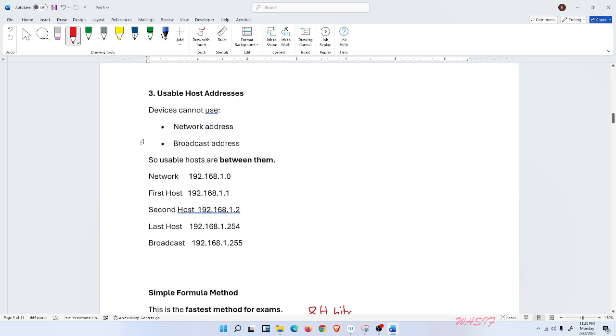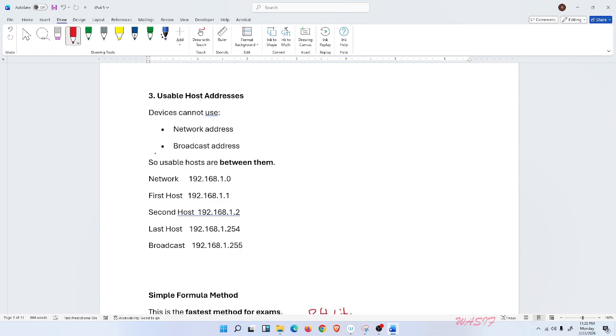Now look here very carefully. The network address is 1.0. We already know that. The broadcast address is 1.255. This is the first address and this is the last address. They cannot be assigned anywhere. The first usable address is 1.1, the second usable address is 1.2, and the last host will be 1.254.